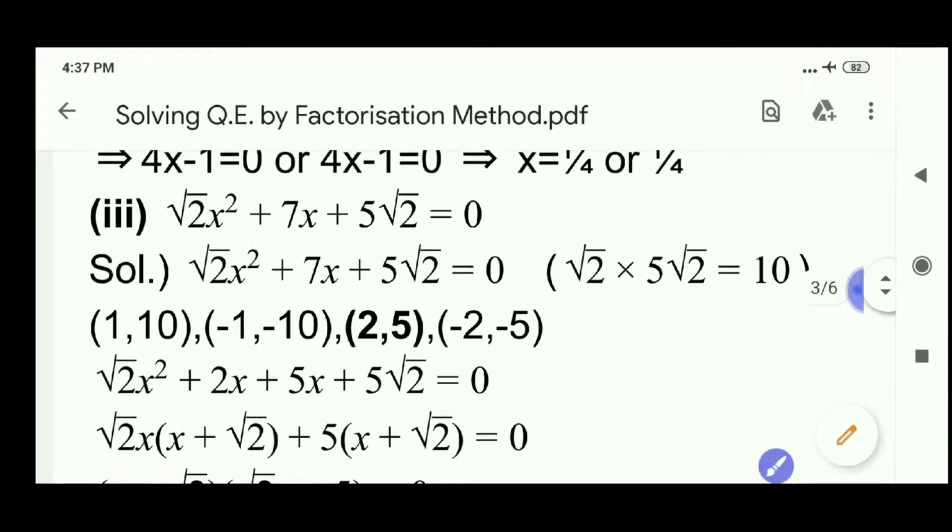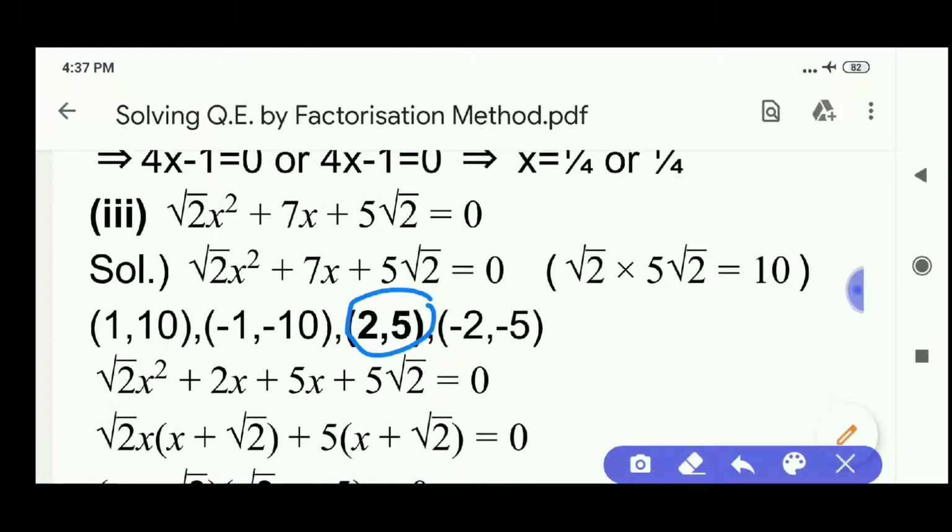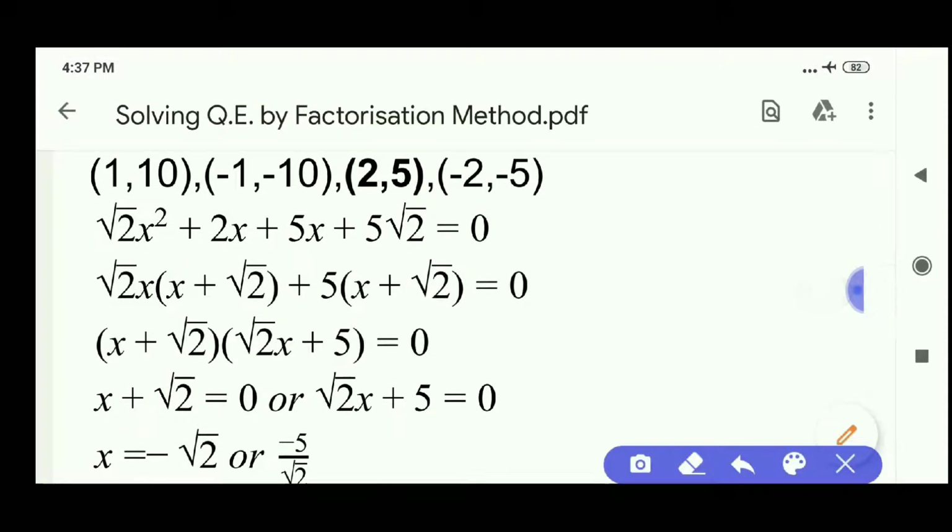Choose the factors whose sum is the x coefficient. That is nothing but 2 and 5. 2 plus 5 is 7. So now split the x term like 2x plus 5x. Now take common here. What are the first two terms? Root 2 x square plus 2x. Do you know what 2 is? 2 means root 2 into root 2.